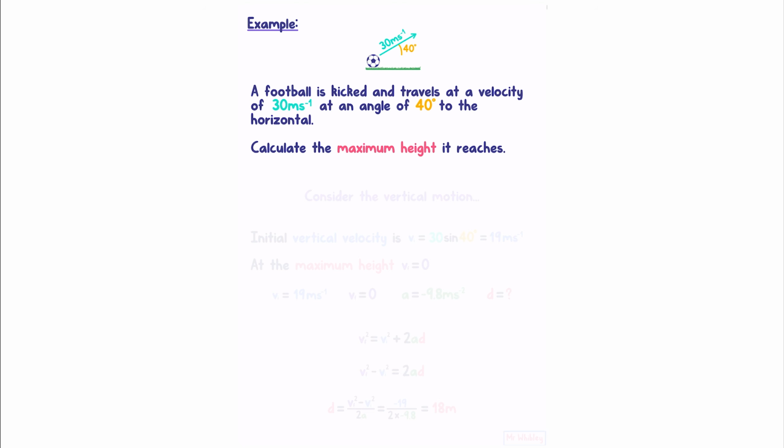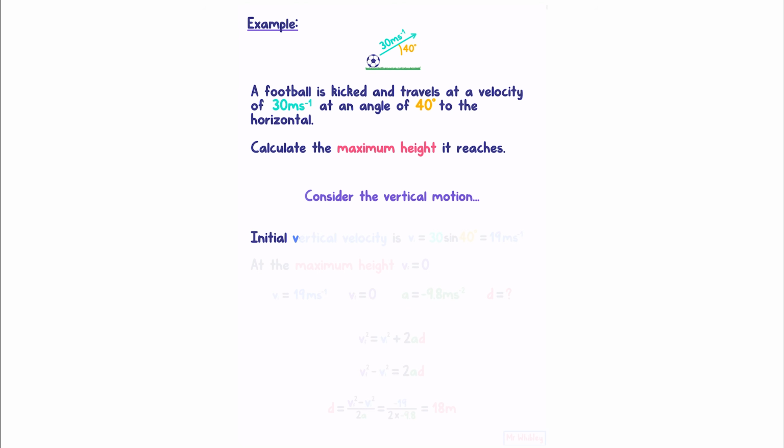Let's now go through an example. A football is kicked and travels at a velocity of 30 meters per second at an angle of 40 degrees to the horizontal. Calculate the maximum height it reaches. For this, we need to consider the vertical motion.